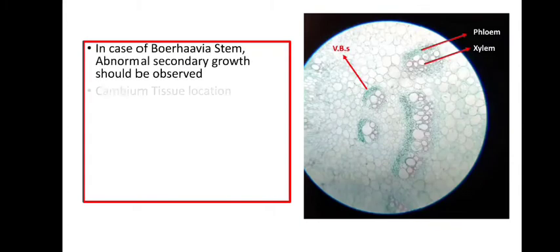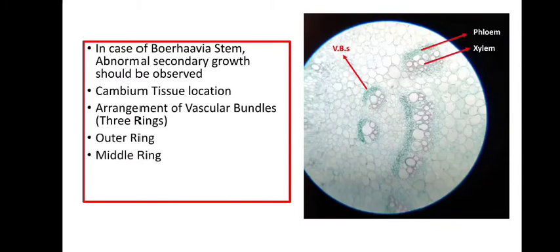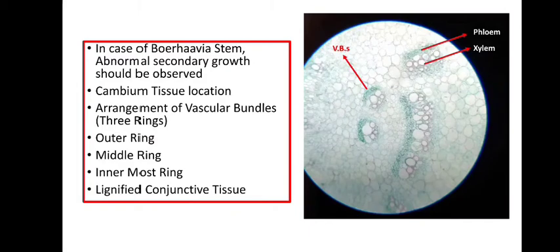After successful completion of double staining, observations must be carried out for better understanding the abnormal secondary growth in primary structure of Boerhavia stem. In case of Boerhavia stem, abnormal secondary growth should be observed in primary structure, cambium tissue location, arrangement of vascular bundles which is present in 3 rings, outer ring, middle ring and innermost ring, formation of lignified conjunctive tissue, etc. The next step is mounting.